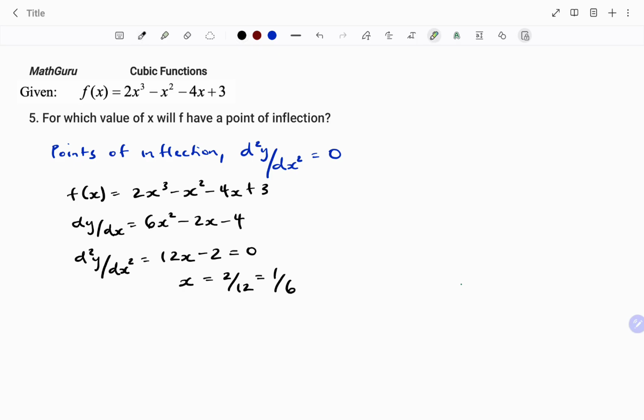The question says, for which value of x? So I don't need to find the corresponding y value. Therefore, the value of x at the point of inflection will be 1 over 6.